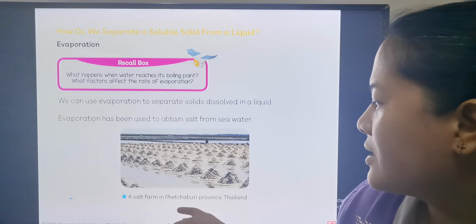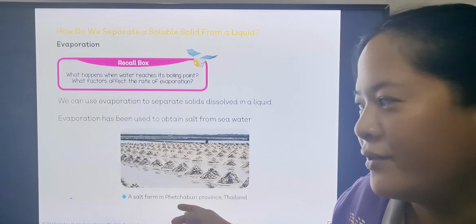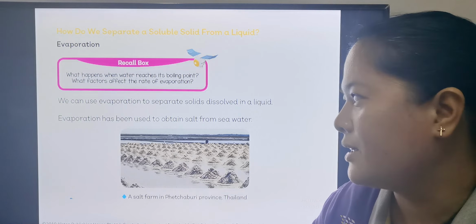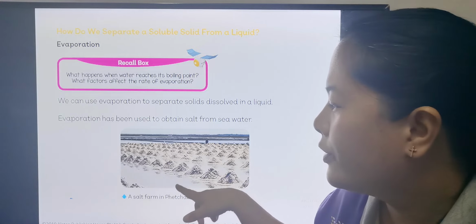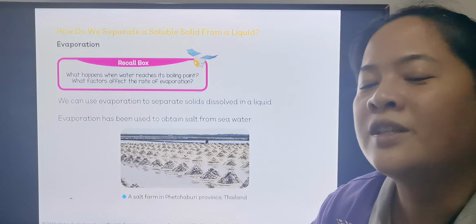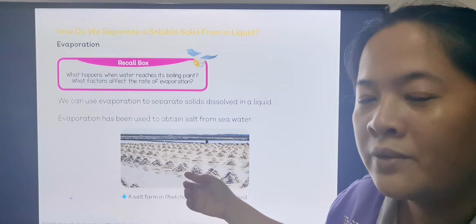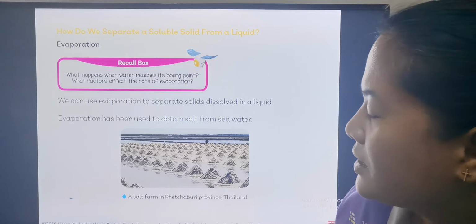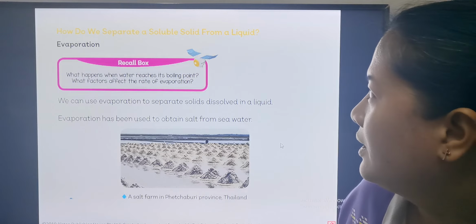This is a salt farm in Phetchaburi province. It's a picture of a salt farm. They use water from the sea, and they let the water evaporate. When the water evaporates, they will be left with the salt. So with this process, you can separate soluble solids from a liquid.